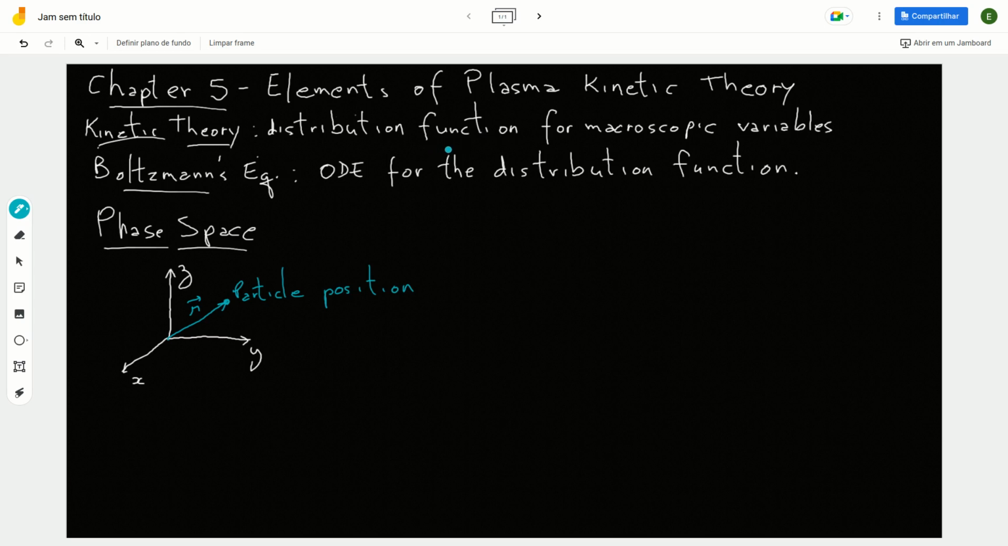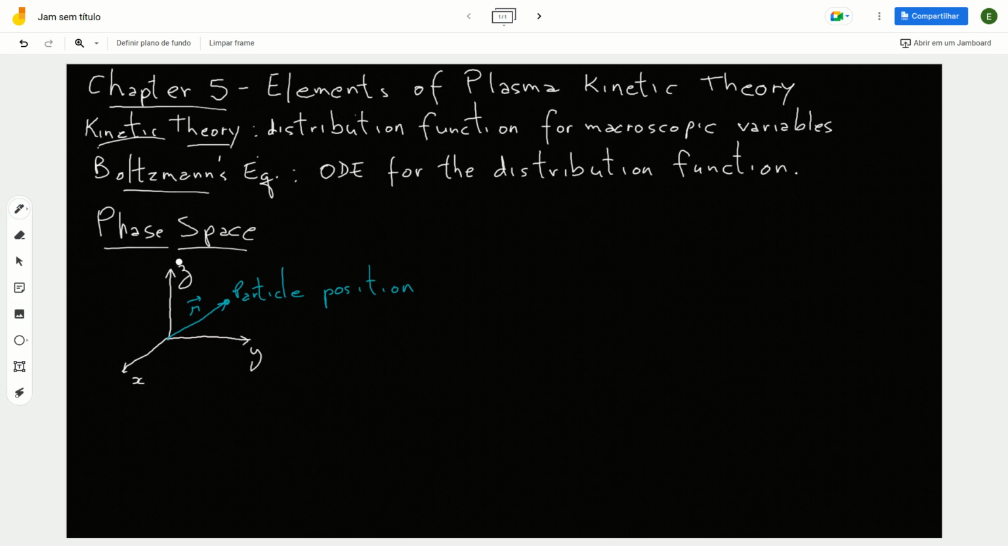And then you can write an equation, a differential equation for the distribution function. That's the Boltzmann equation, and that's what we're going to do now. We're going to introduce some basic ideas about plasma kinetic theory, and then we'll derive Boltzmann's equation.